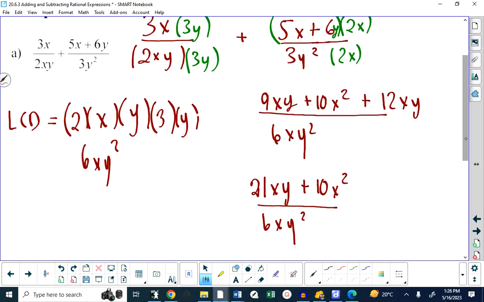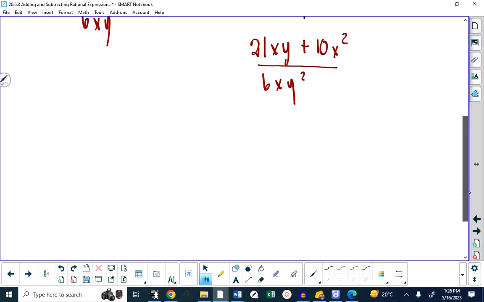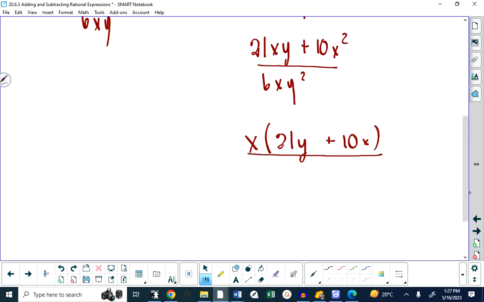At this point in time, we've crushed this question down to a single rational expression. A single rational expression, we learned on Thursday, can be simplified by factoring. I can take out an x. That's all I can take out though, right? And I have 21y plus 10x over 6xy squared. Can I cancel that x on the top with the x on the bottom? Yes? Why, Nate?